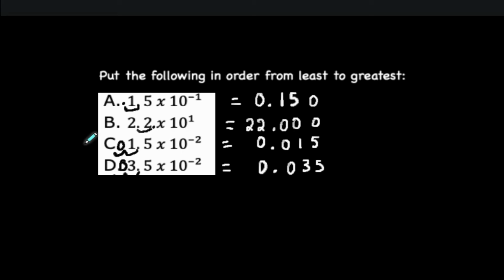So we can place number 1 here, as we're going in order from least to greatest. And then the next smallest value is this one here, because if we compare 0.035 to 0.15, 0.035 is smaller. So that's number 2. Let me cross these out since we've completed that. And then let's compare 0.15 and 22. So we know that 0.15 comes next. So that's number 3. And then we have number 4.